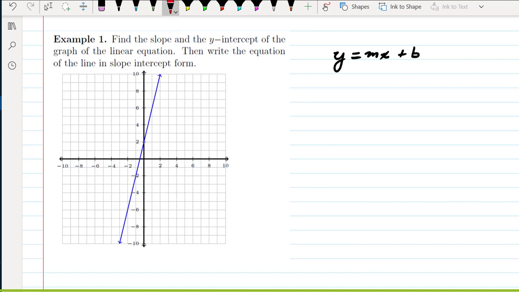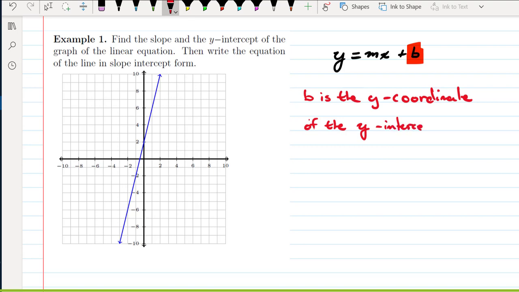So the first thing we need to talk about is our b value. And recall that b is the y-coordinate of the y-intercept. So that's right here. So that ordered pair is (0, 2). So from this, we're going to get that our b value has to be 2.